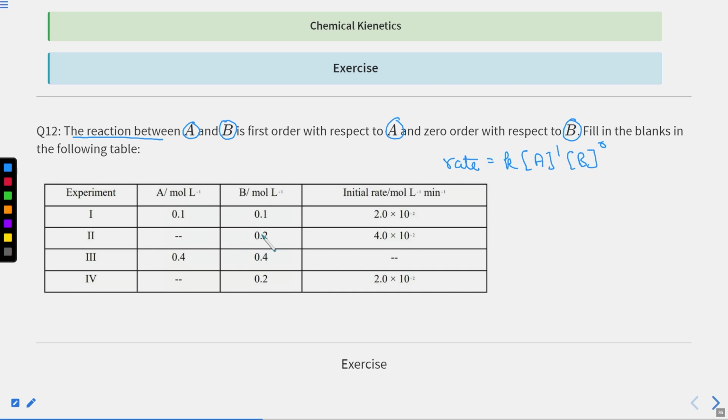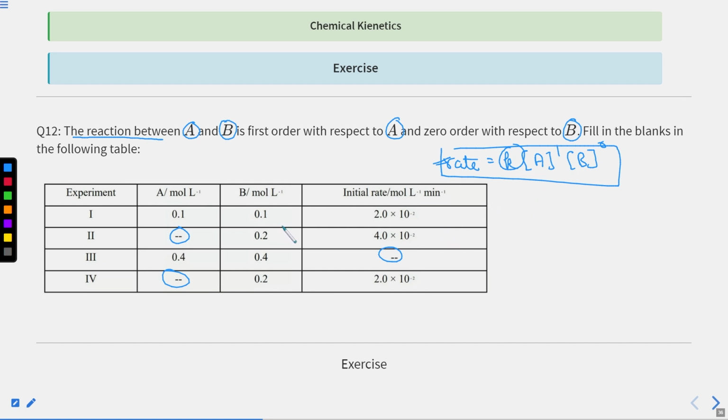Now what has been asked is that we have to fill in the blanks here. Here we have to write the concentration of A. Here we have to write the initial rate, and here we have to write the concentration of A. So how will we do it? We will simply use this thing to find out all the blanks. In this equation we have rate, we have given concentration and all, but in none of these experiments is K mentioned. So first we'll find out K.